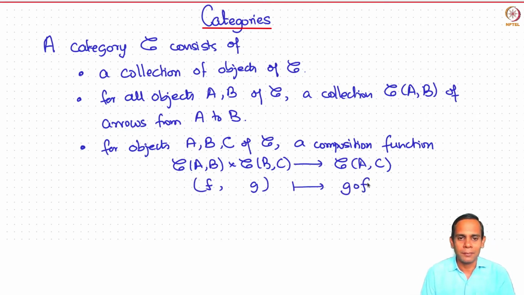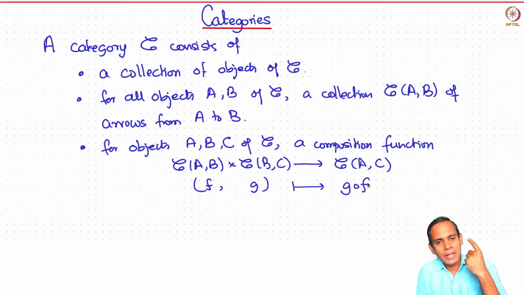g circle f. So a category has three pieces of data: a collection of objects, for each pair of objects, a collection of arrows, and whenever you have three objects, then you have arrows from A to B and arrows from B to C. An arrow from A to B can be composed with an arrow from B to C to give you an arrow from A to C. So this is the three pieces of data.